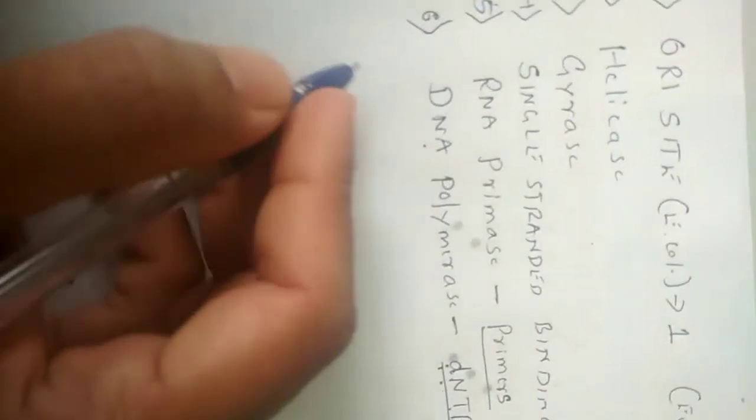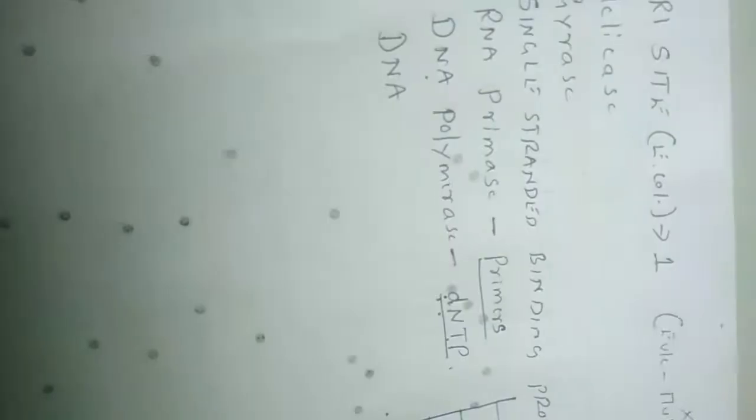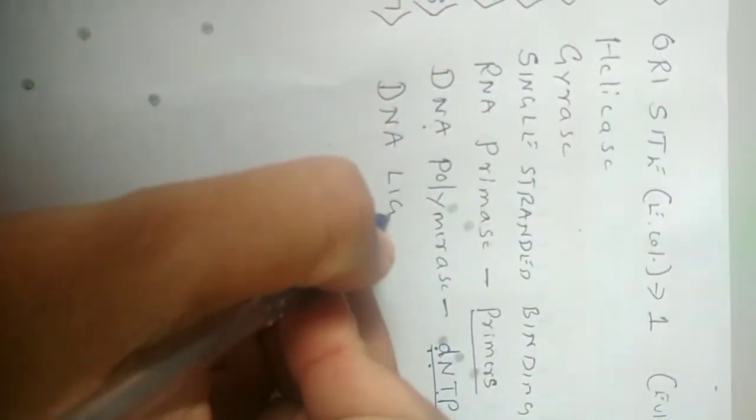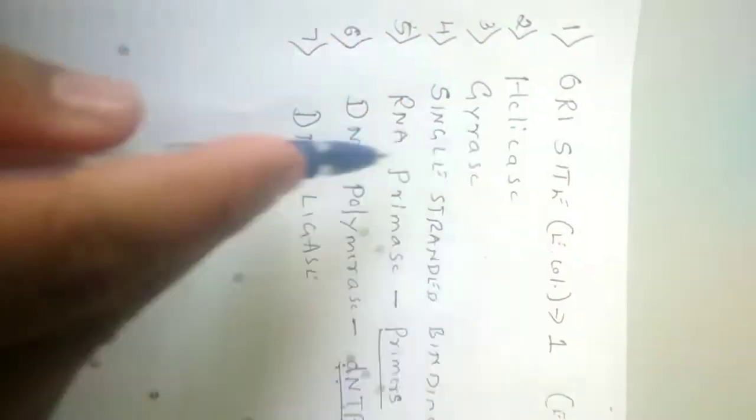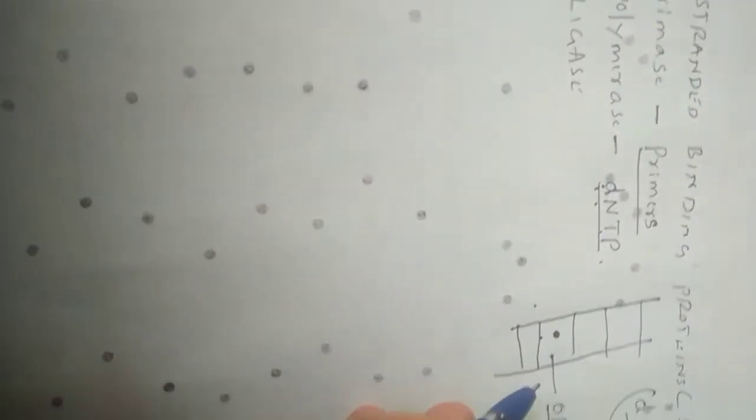It's very simple. Then finally we need one enzyme that will join the separated deoxyribonucleotides. It is called DNA ligase. So please remember these seven important points. You need to mention all of them in the examination. Okay, so we'll start with the ori now.